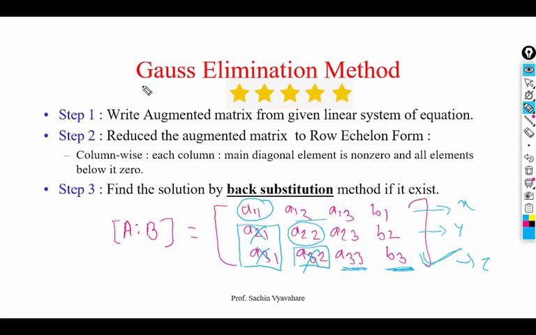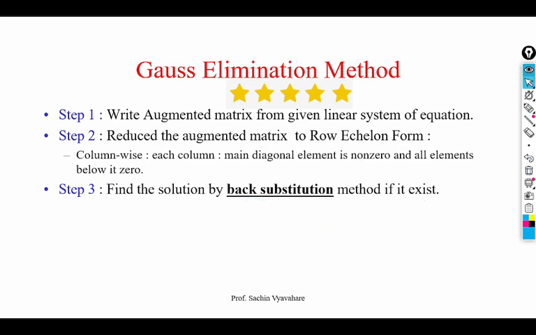So the name of the method is the Gauss elimination method. Whatever method we are using here, that is the Gauss elimination method. In simple words, we reduce the coefficient matrix or augmented matrix to the row echelon form, and then by the back substitution method, we can easily get the values of these unknowns.